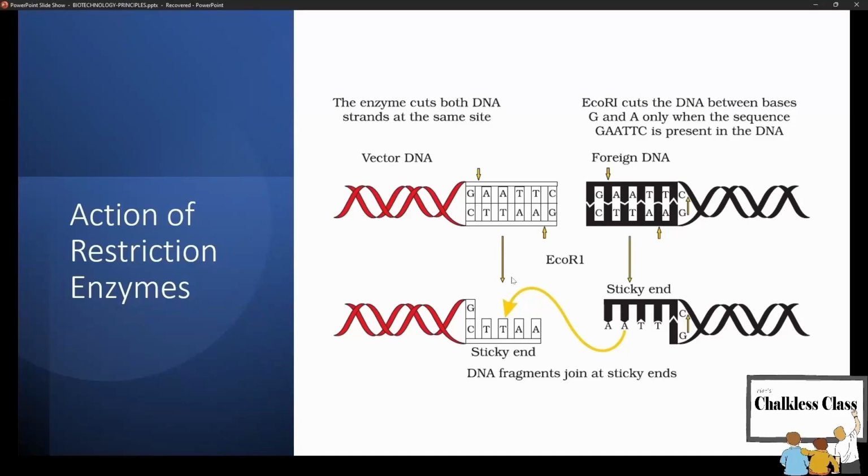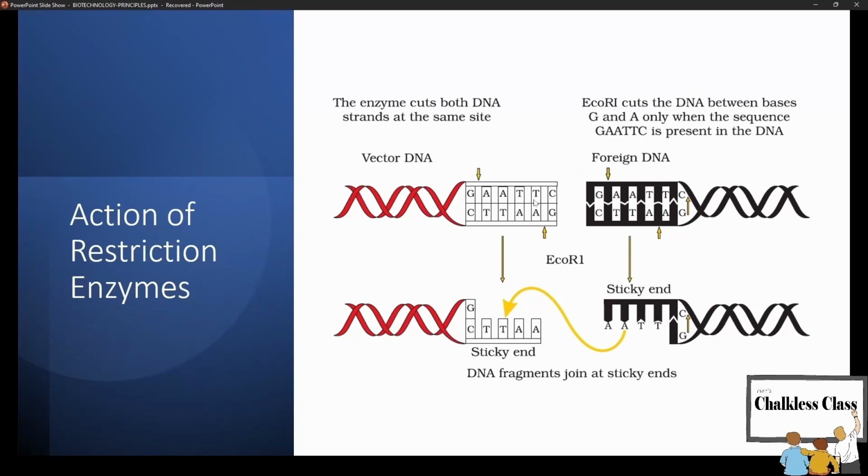For example, let us take this one. This sequence is cut at the G and A, guanine and adenosine. At that point, this restriction enzyme cuts and leaves some clip-like structures, or we can say cohesive ends or sticky ends. When this cut is made outside the center of the symmetry of the sequence, then it leaves the sticky ends.